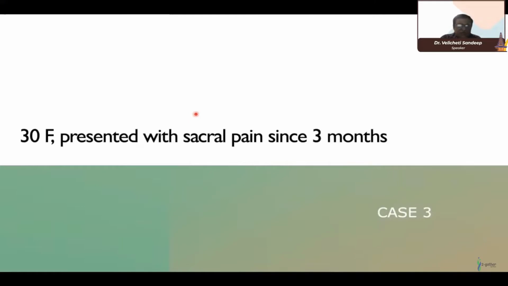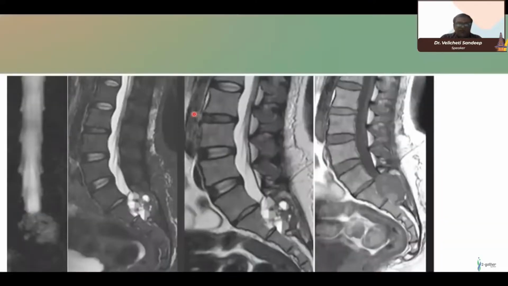Case number 3, sorry. 30 years old, presented with sacral pain since 3 months, subacute presentation. So this is a young lady. There is a sacral tumor extending from the vertebral body across the spinal canal, involving the posterior elements, properly arising from the posterior and extending anteriorly without obvious disc destruction. Impressively, there are multiple fluid levels. This is blocking the thecal sac completely.